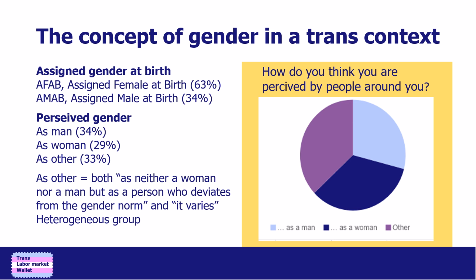And then, if we go to perceived gender, the gender people around us think we have, it's 34% that are perceived as men, and 29% that are perceived as women, and 33% that are perceived as others. And other is both as neither a woman nor a man, but a person who deviates from the gender norm, and it varies. That means it's a very heterogeneous group.